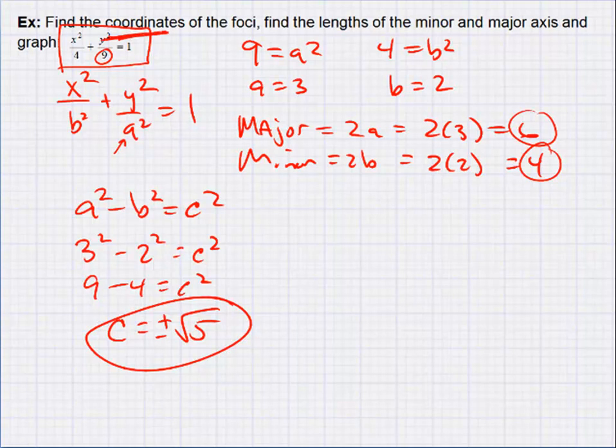It says find the coordinates for the foci. Coordinates means x, y, right? So this is a number. This is not a coordinate. So is this an x value? Is this a y value? And if so, what's the other coordinate?